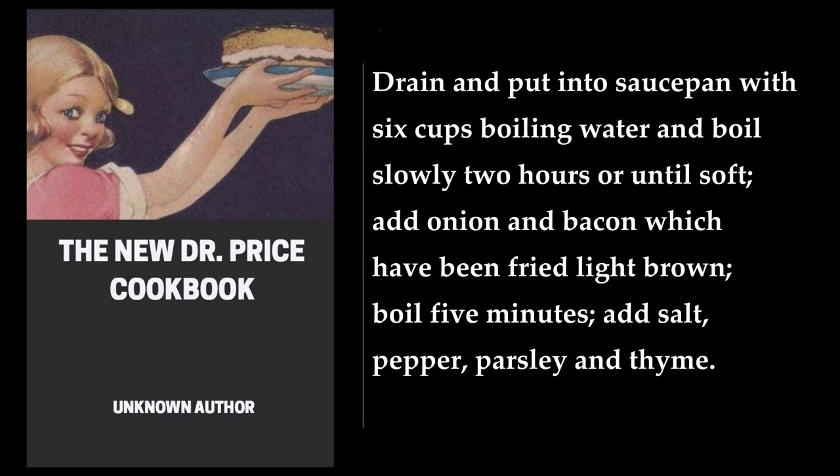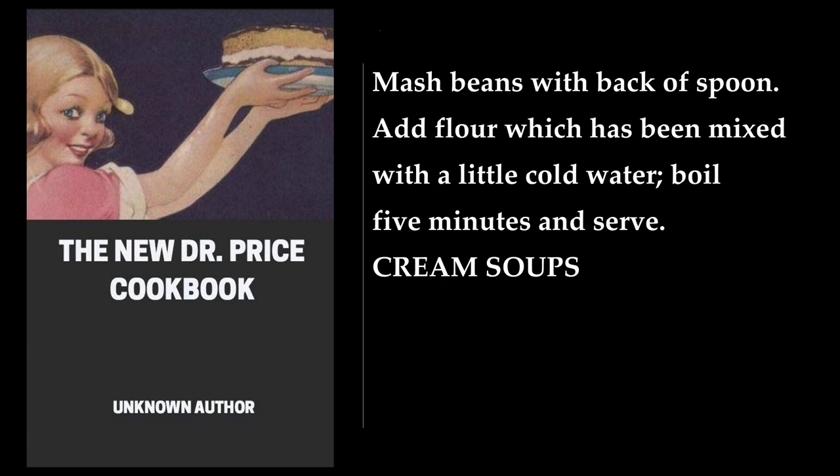Drain and put into saucepan with 6 cups boiling water and boil slowly 2 hours or until soft, add onion and bacon which have been fried light brown, boil 5 minutes, add salt, pepper, parsley and thyme. Mash beans with back of spoon. Add flour which has been mixed with a little cold water, boil 5 minutes and serve.